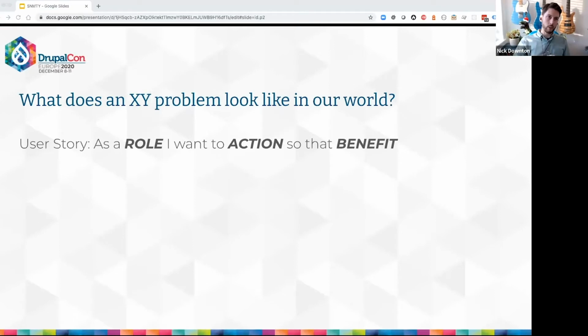So in a software development world where we're potentially using Agile, this is going to look slightly different. We deal in user stories a lot. So all the projects I work on, we're working in Agile methodologies, and everything starts as a user story. And the basic idea is that a user story should be written something like this. So as a role, I want to do something so that I can achieve a benefit. So hopefully everyone's familiar with user stories. And I tend to think that a user story is designed to try and mitigate some of these issues that XY problems have.